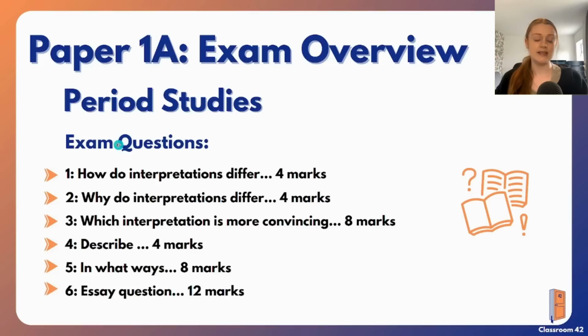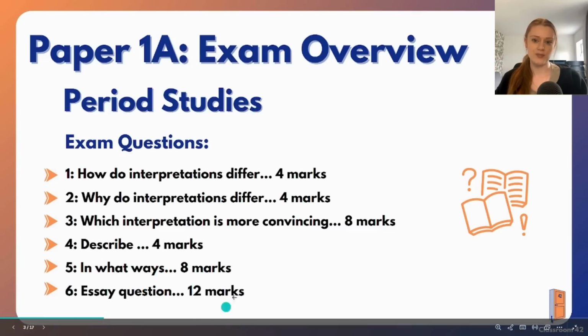So there's 6 different exam questions within this exam paper. Your first question looks at how do the interpretations differ, and that is a 4-mark question. Your second question looks at why do the interpretations differ, which is a 4-mark question again. Your question 3 will look at which interpretation is more convincing, and that is worth 8 marks. Your question 4 is a describe question, which is worth 4 marks. Your question 5 is an in what ways question, which is worth 8 marks. And your final question is an essay question, which is worth 12 marks.